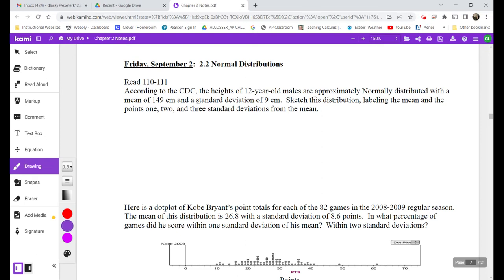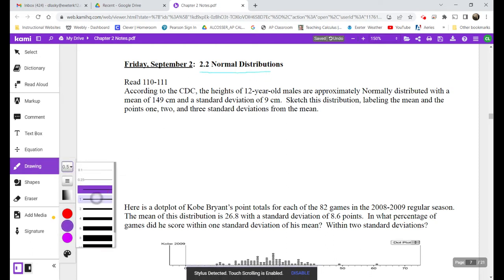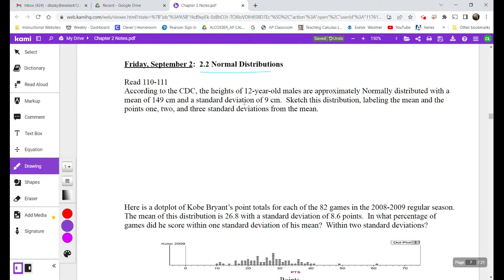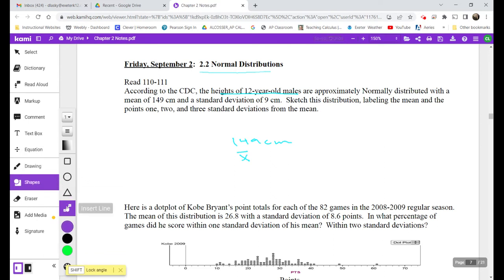All right, guys, here we go. So, we're going to talk about normal distributions, and those are a little different. I'm going to make this a little wider of a line. So, we're going to take the idea of the 12-year-old males from earlier, and we're going to say that our X bar, or our mean, is 149 centimeters, right?